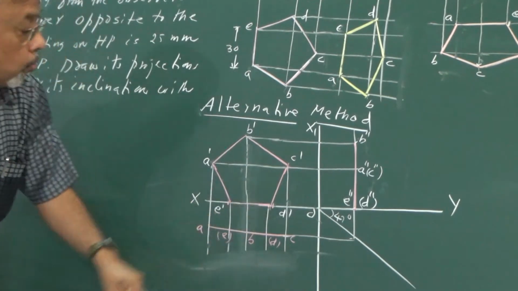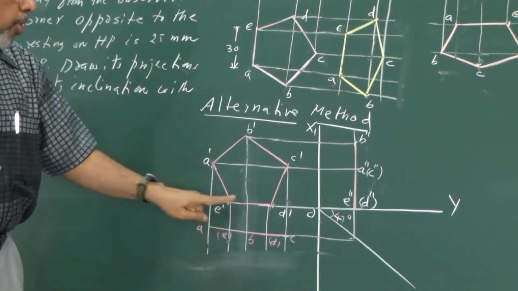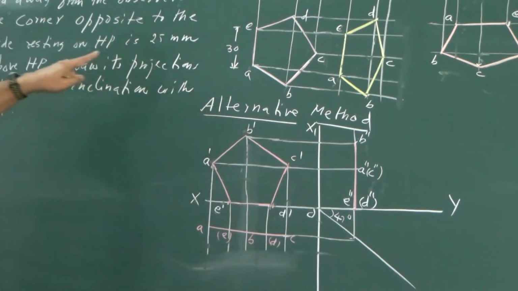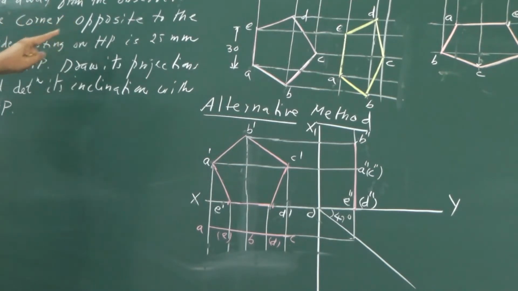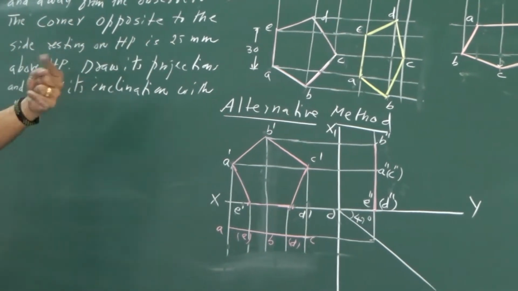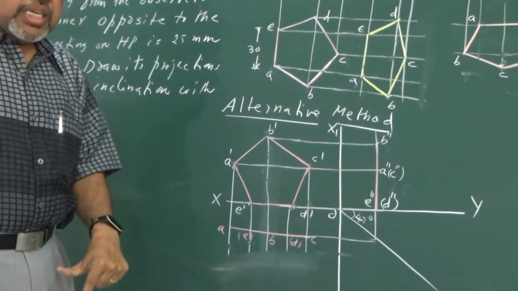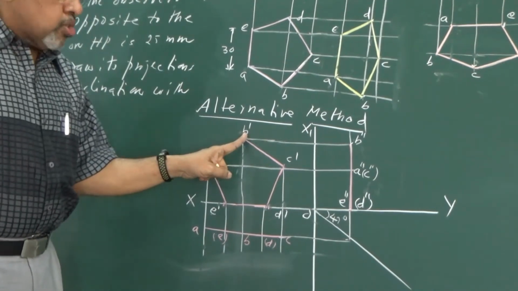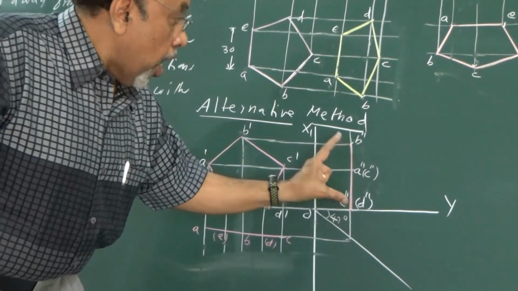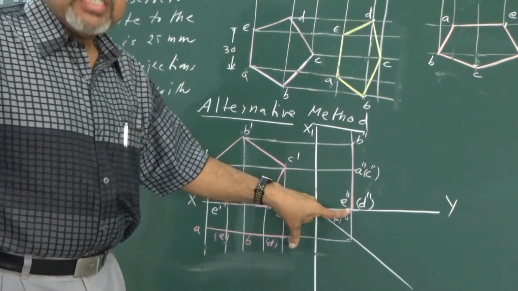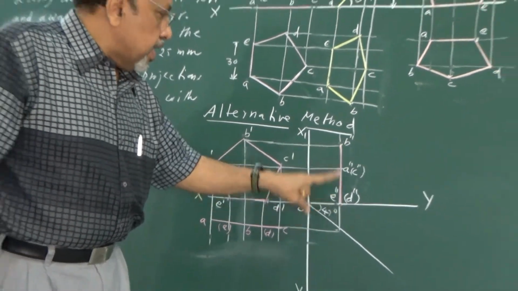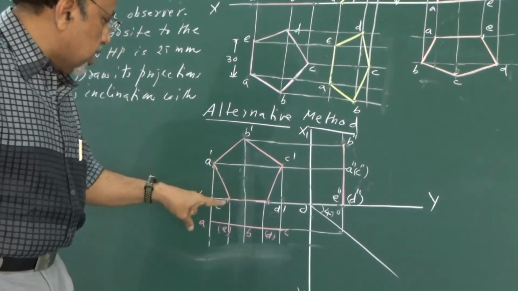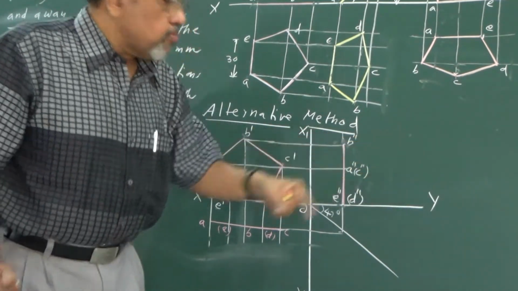Now what I wanted is the corner opposite to this side. The side resting here is DE, and opposite to this DE, the corner is B. So this is my lamina. I wanted this corner B, opposite to this particular side, to be 25 mm above HP. Now I need to redraw this figure such that this particular B has to be 25 mm above HP.